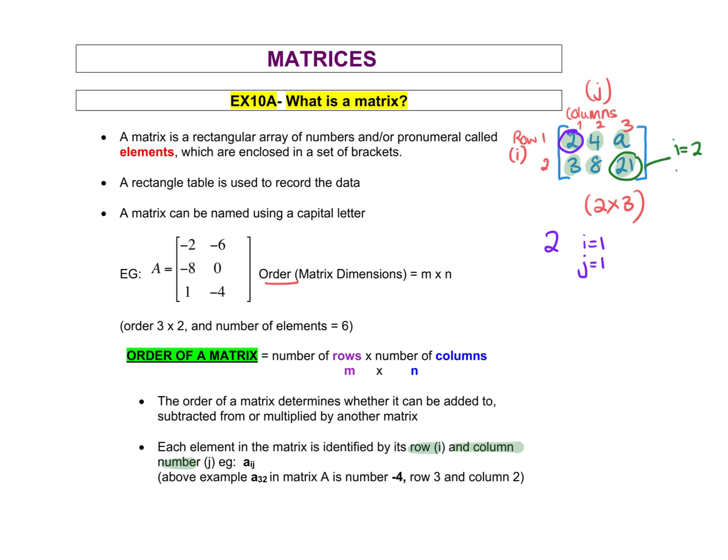If I did another example, say this one, i would equal 2 because it's in row 2. And what would its j equal? 3. Good. So they'll always use these letters i and j. They'll say let i represent the row number, and let j represent the column number. And then you'll get a few questions.